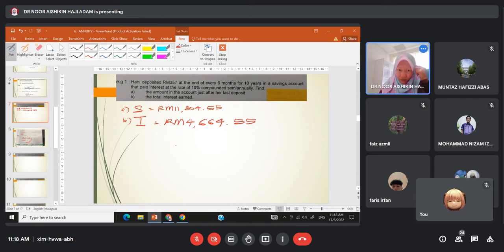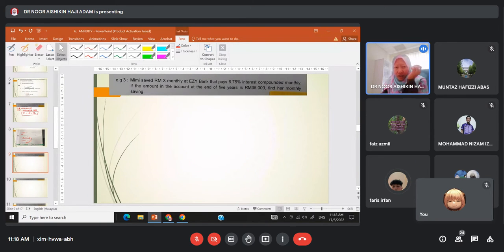Ada orang tak dapat? I equals to S tadi, amount terkumpul, accumulated amount, minus the amount deposited, which is R times N. That's the formula that we use to find I. Ada orang tak dapat tak? Sepatutnya kalau you punya S betul, you boleh dapat I itulah. So we are okay with number 1.